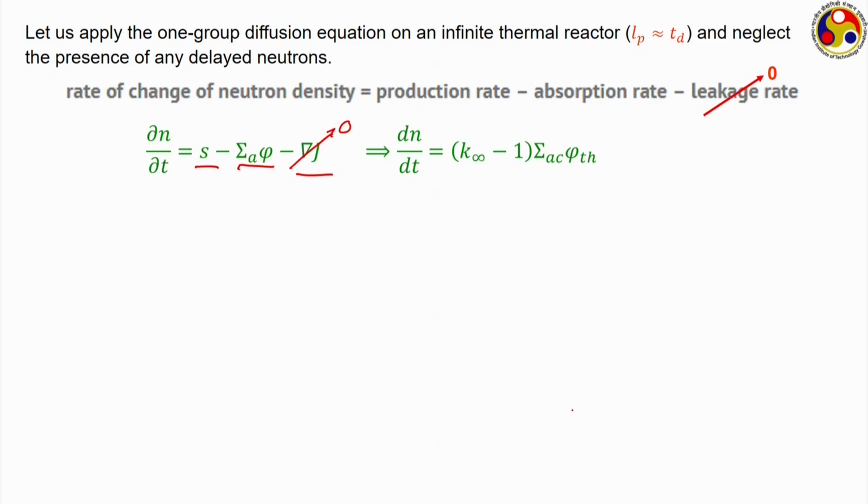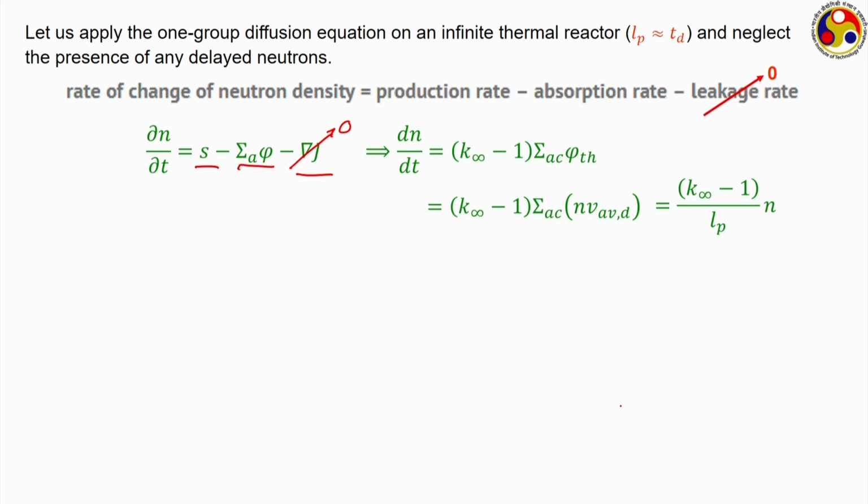Here, as we are considering an infinite thermal reactor, we can neglect the variation in neutron density in different parts of the reactor, and so n becomes a sole function of time only. The absorption and the production rate can be related like this, and phi is known as n into the average velocity, that is, the neutron density into the average velocity of the neutron.